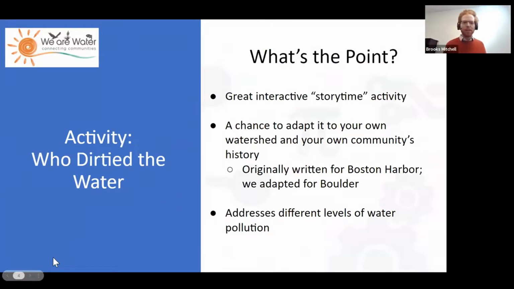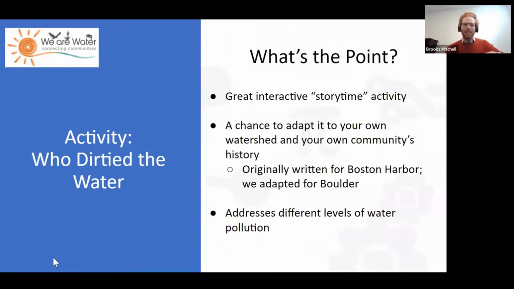So the first activity we want to talk about is called Who Dirtied the Water? And so we sent the kits, a package. Calvin, I don't think we sent one to Blanding. We're going to hold off on sending kits to Blanding for a few months until closer. So you might not have these materials.